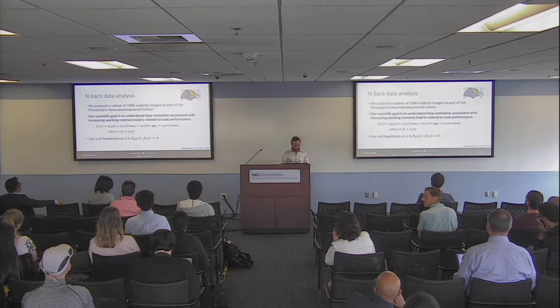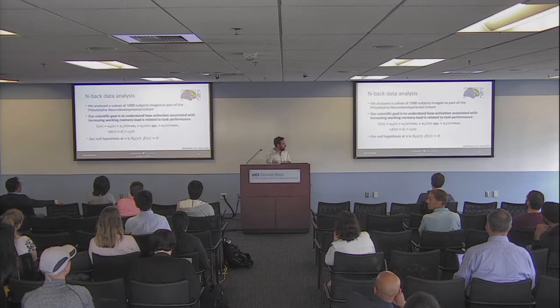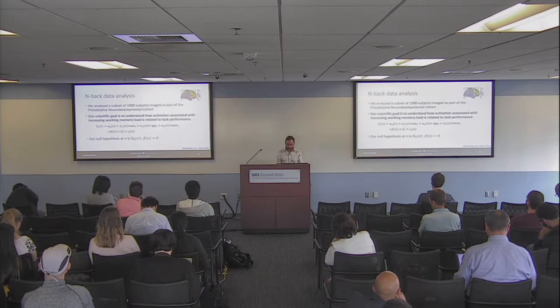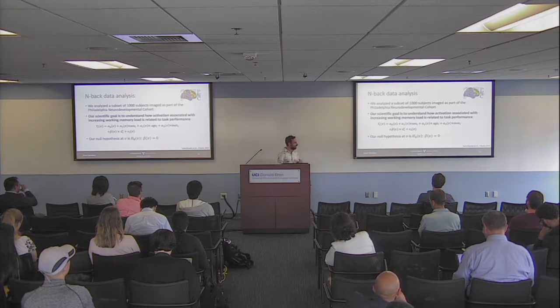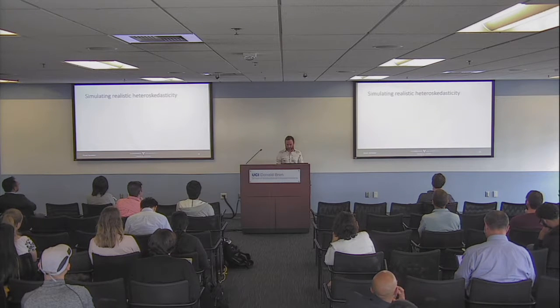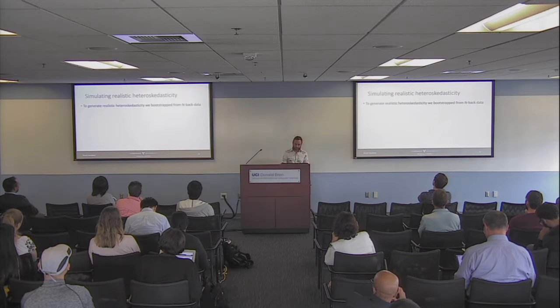So our null hypothesis at location v is that this parameter describing the association between task performance and working memory load is equal to 0. We want to assess the effect of heteroscedasticity on spatial extent inference methods. So how do we do this? I kind of like this approach to doing it.